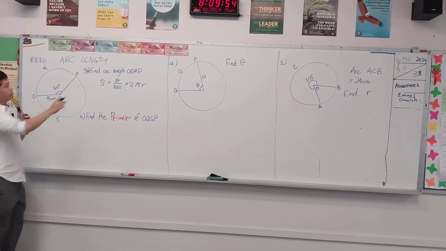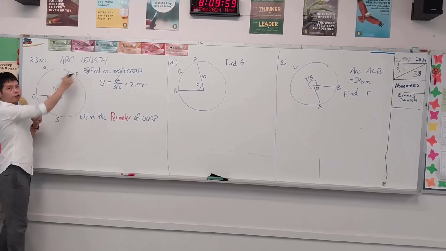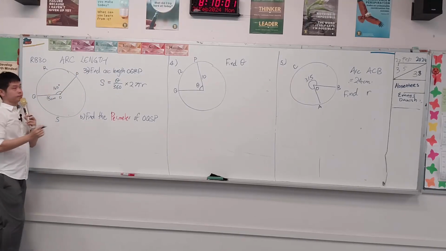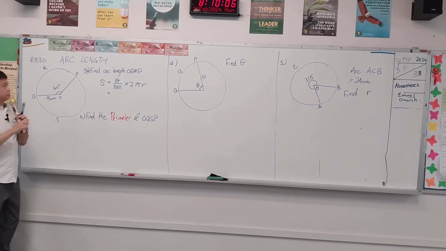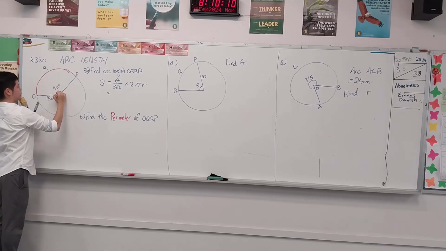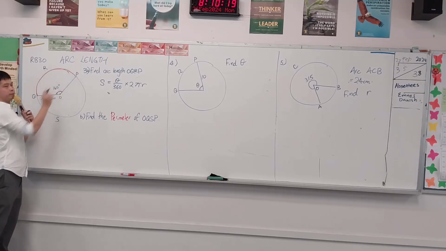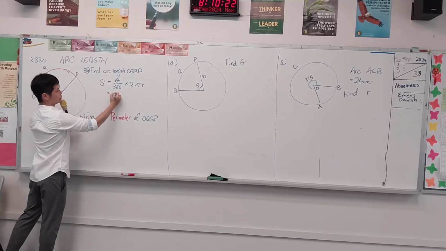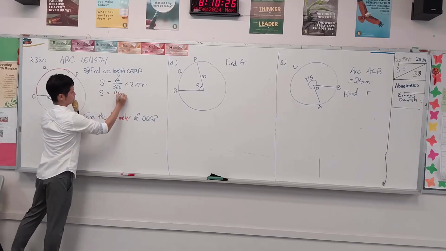Now let's see what we have. Find the arc length of OQRP. Which angle am I using? Yes, I'm finding OQRP, which is the red color part. So I will use the red color angle that is the same shape. Can you see? It's the same shape. That's how you remember: I use the same shape angle with the same arc shape. So the angle is 160, S I don't know.